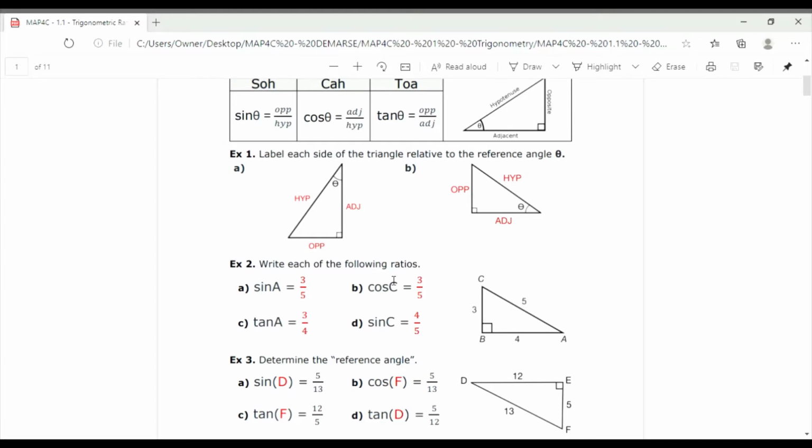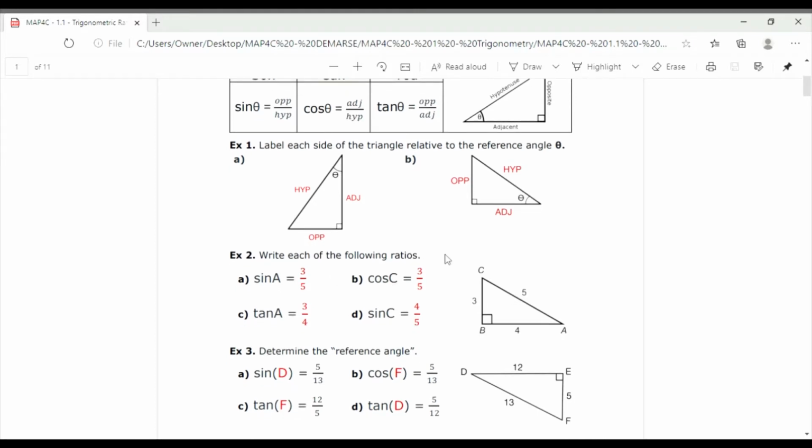Example 2. Write each of the following ratios for this triangle on the right. Now look at my diagram. I have triangle ABC, and I have side lengths 3, 4, and 5. If you'd like, you can check with Pythagorean to make sure that this is a right angle triangle. You don't really need to because it is labeled, but a squared plus b squared does indeed equal c squared. 3 squared plus 4 squared has to equal 5 squared, and it does.